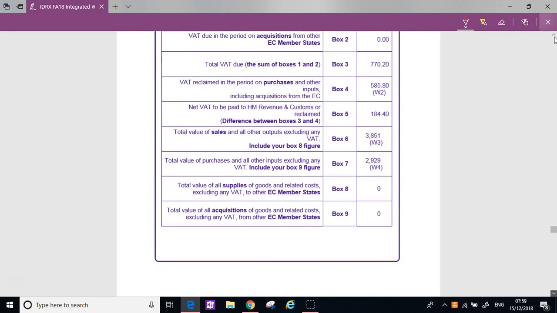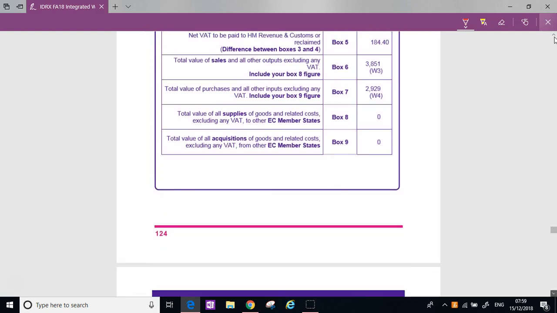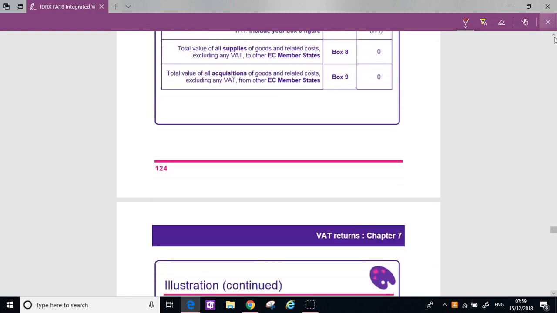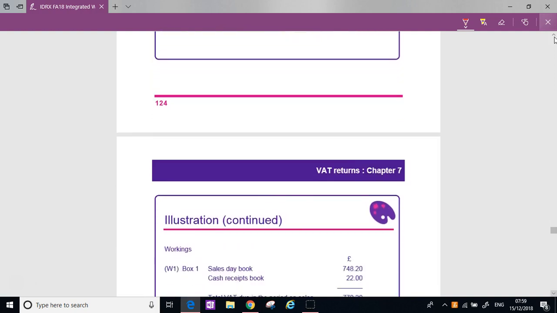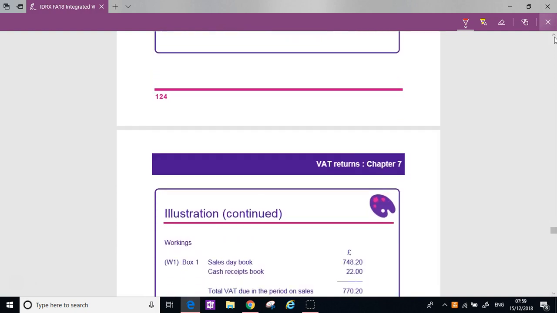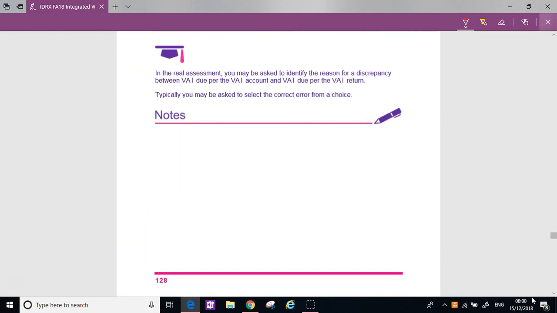Those figures are made up of our credit sales and VAT on credit sales and VAT on cash sales. We know that. You can see it's there. That's what's from the sales day book, and that was the £22 from the cash receipt book. Right, and let's move back up. Let's go back upwards.